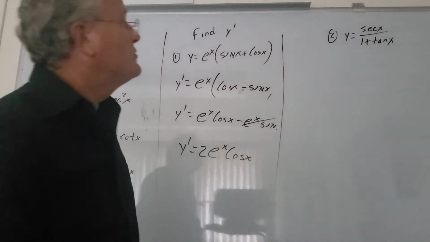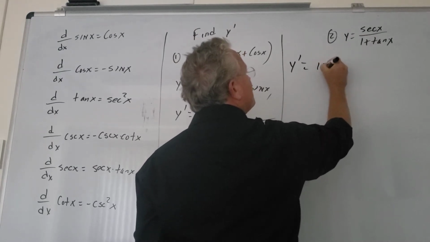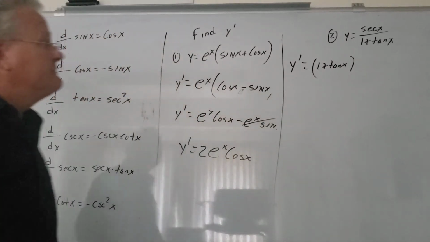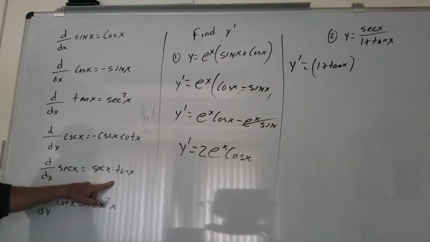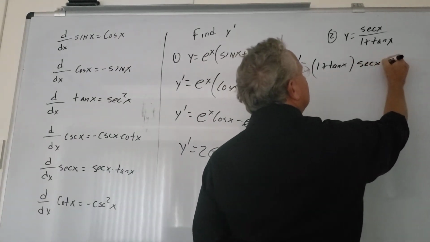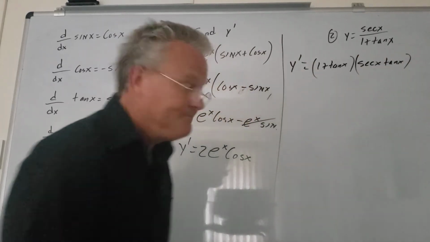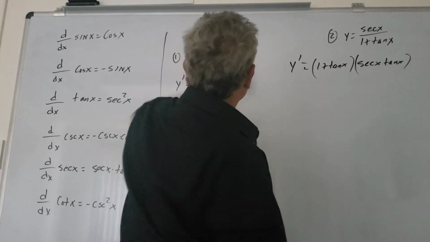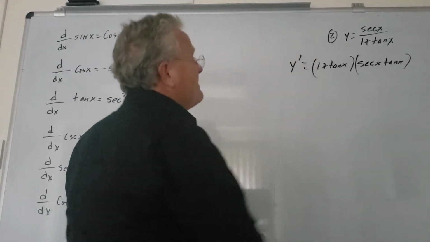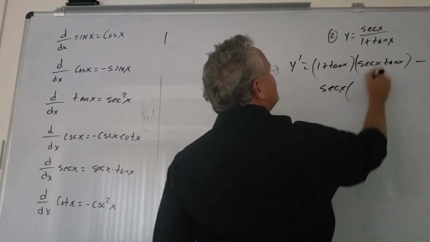So again, we've got to use the quotient rule. So the derivative, I think of this as the bottom function, 1 plus tangent, times the derivative of the top. Well, the derivative of secant is secant times tangent. So we have the bottom times the derivative of the top. The derivative of secant is secant times tangent. Well, I'm going to run out of room here. Let me erase this. So this is the bottom times the derivative of the top minus the top times the derivative of the bottom.